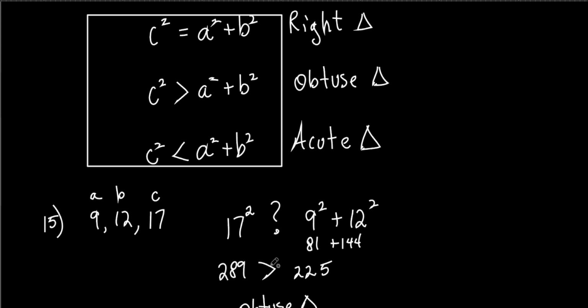Sometimes they're greater, sometimes they're less than. If c squared is greater, it's obtuse. If c squared would be less than, then what kind of triangle would it be? If c squared was less than, it would be acute. That's right. And if c squared was equal to a squared plus b squared, then it would be a right triangle. And that's all there is to it. It's not so bad, is it?